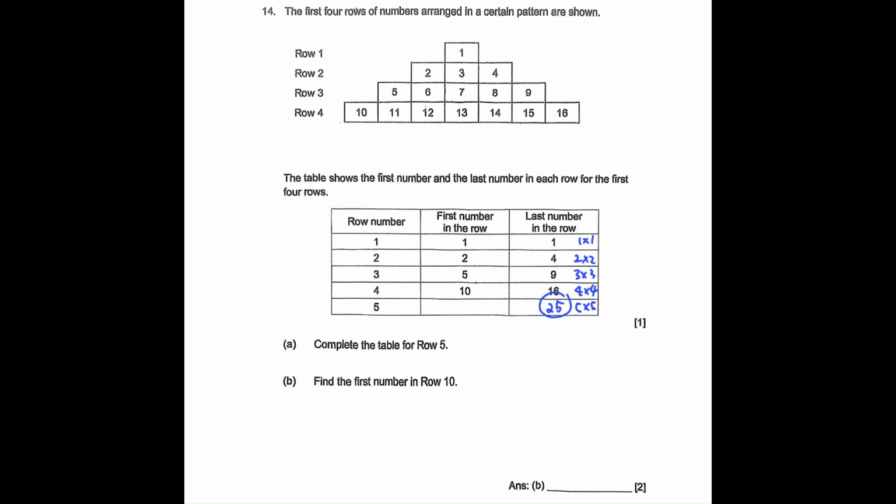Okay, then the next one. Two ways to go about it. This is plus 1, this is plus 3, this is plus 5. They are all the odd numbers, so we know that the next one will be plus 7, and this will be 17. Okay, so part A is done, 17, 25.